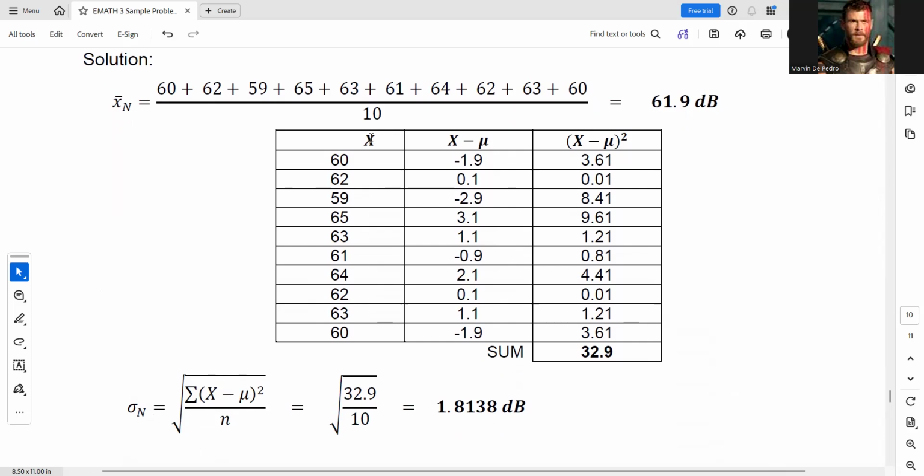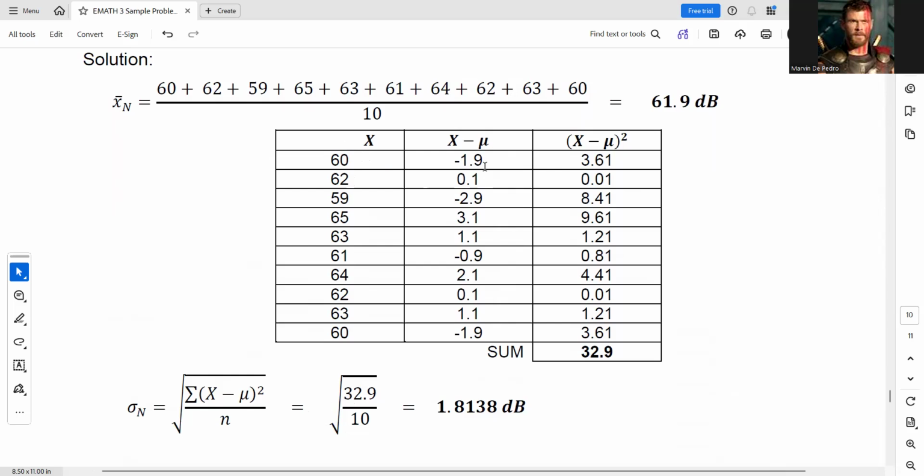So we're going to create a table where we list all the x, meaning all the sample points or the data points. And then on the second column, we have the x minus mu. So we subtract from each data point: 60 minus 61.9, that is negative 1.9. Same thing here, 62 minus 61.9, that is 0.1.